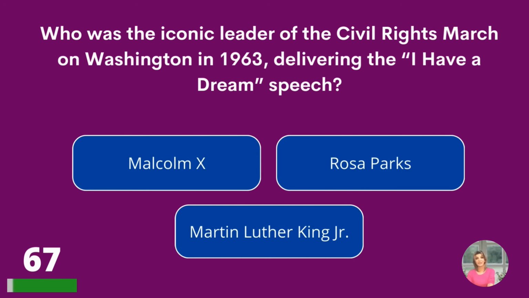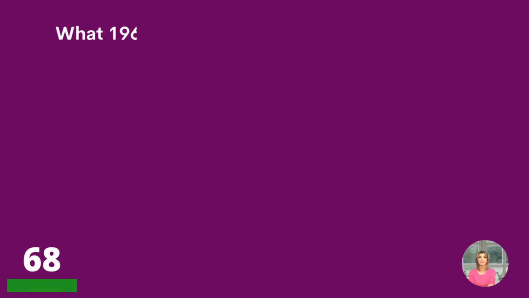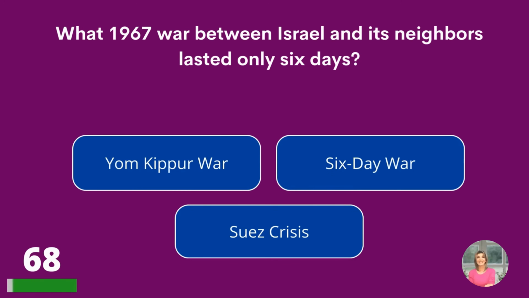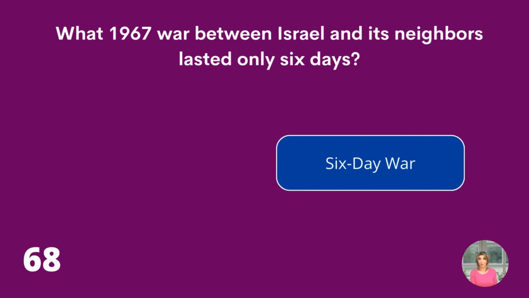Who was the iconic leader of the Civil Rights March on Washington in 1963, delivering the I Have a Dream speech? Malcolm X, Rosa Parks, or Martin Luther King Jr.? Of course, Martin Luther King Jr. What 1967 war between Israel and its neighbors lasted only 6 days? The Yom Kippur War, the Six-Day War, or the Suez Crisis? The Six-Day War.